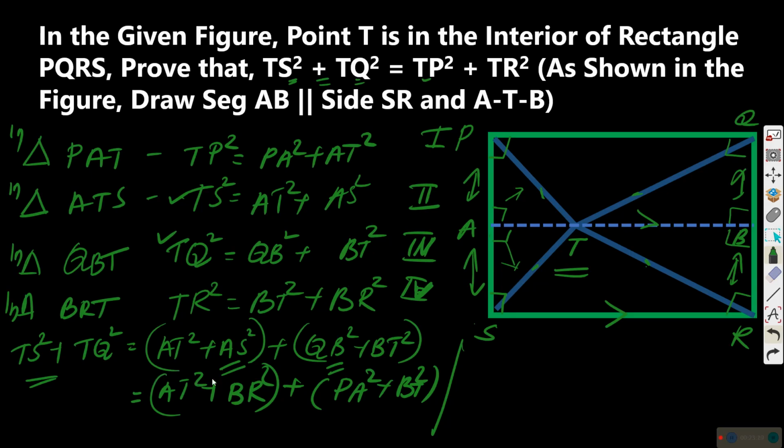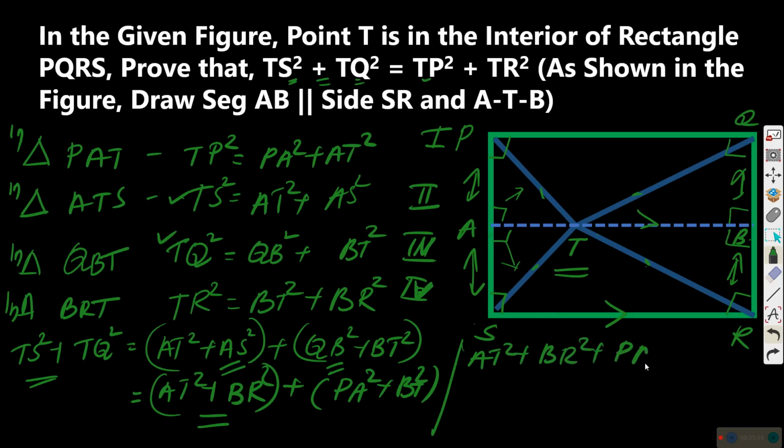TP square and TR square. TP square is having PA square plus AT square. PA square or AT square is inside this. Or second one is TR square, BT and BR. Okay, it is going to get resolved. So we will open the bracket now simply, because all these are additions, so you can simply open the bracket and write straight away as an open bracket equation.